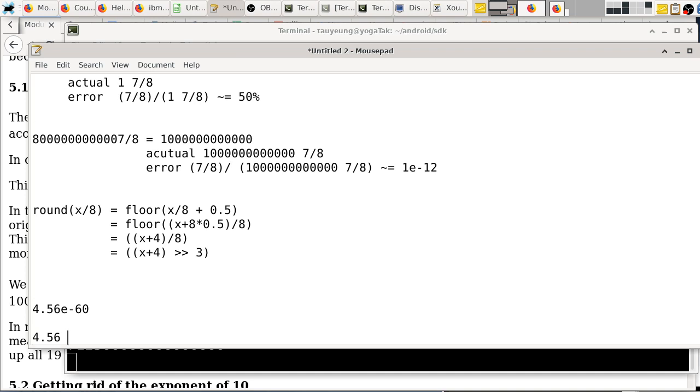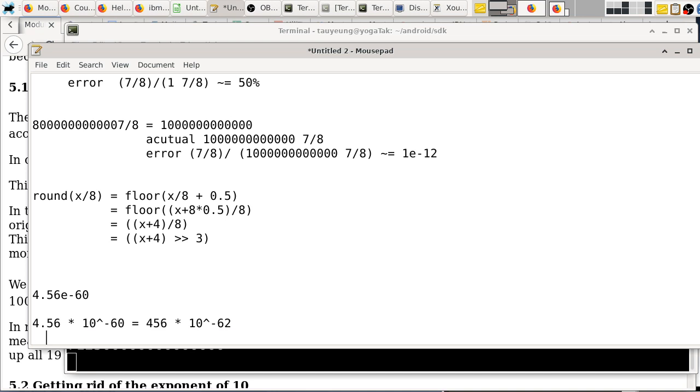So 4.56 times 10 to the power of negative 60 this time. Okay, first of all, we convert this into 456 times 10 to the power of negative 62, because remember, we want to represent everything using only integers, right? So the 4.56 now is 456. The implicit division by 100 is just by adjusting the exponent of 10 and decreasing it by 2. Then we have the quote-unquote implicit division by 100. Is that okay? Okay, so that part is fairly easy to do.